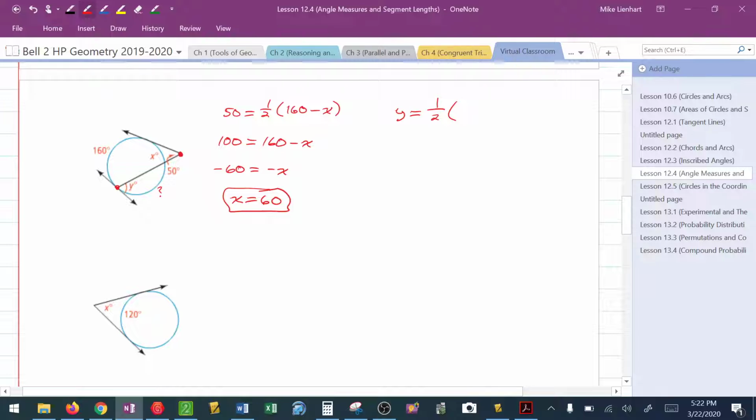All right. I know that the arc over here, the given, is 160. I just found x to be 60. So that's 220. I know one trip all the way around the circle is 360. So if I subtract that, I get 140 is this arc. And therefore, the angle would be half of 140, or the angle would be 70 degrees.